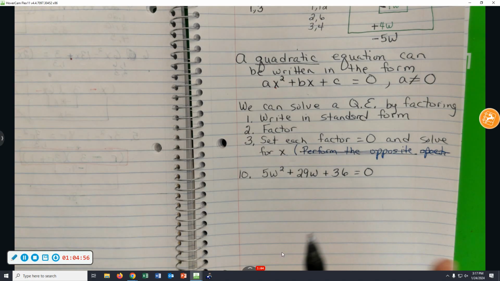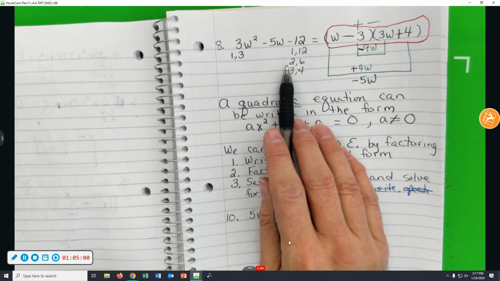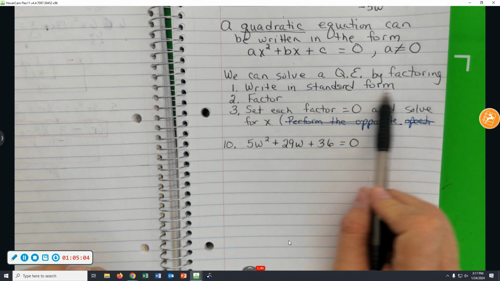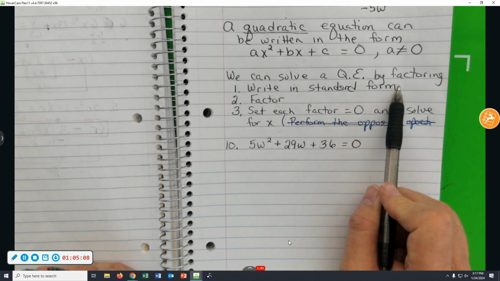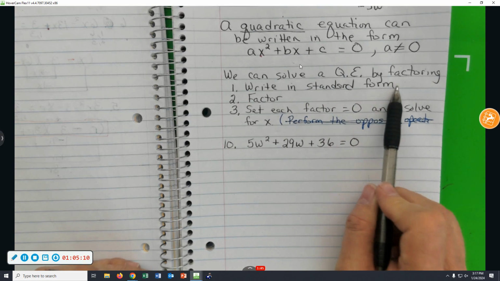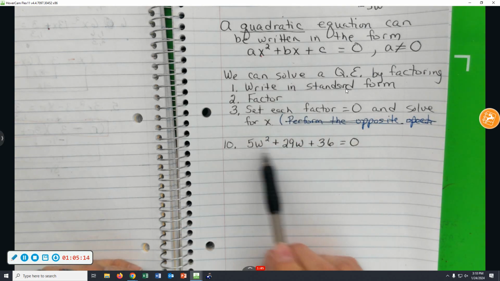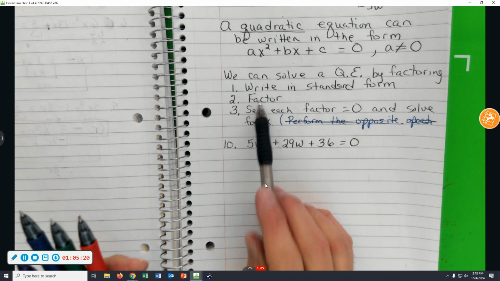So hopefully you see how this problem differs from number 8. You still have to factor. You still have to be able to factor, okay, but there's more to it. Once you get those 2 parentheses filled in, you're not through with the problem. Is this one already in standard form? W squared plus W plus a constant equals 0? Yeah, it's in standard form. So now we go on to the factoring.